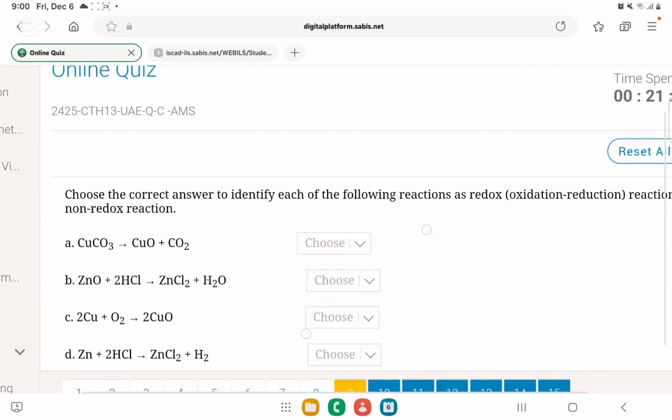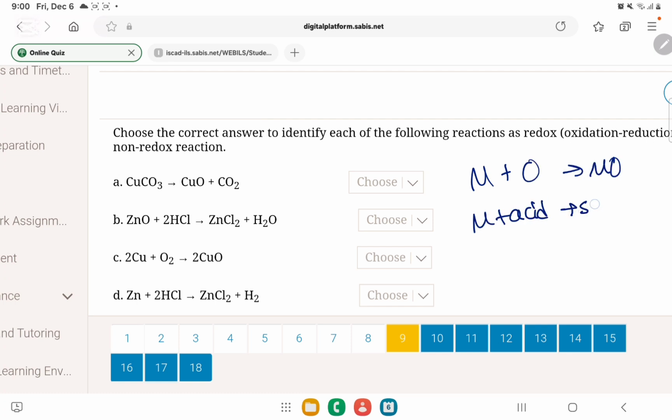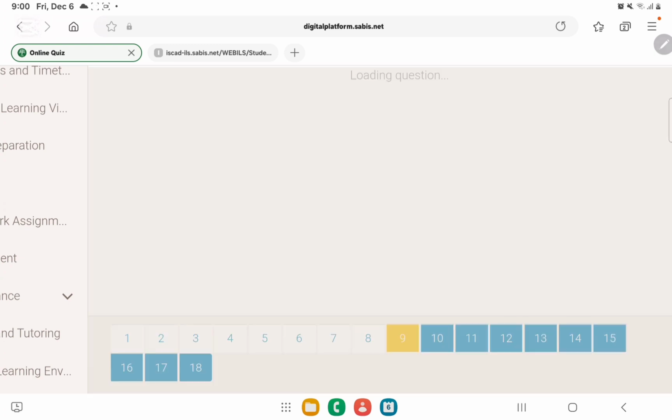So here, we have to find if we have metal plus oxygen to give metal oxide, or metal plus acid to give salt and hydrogen. This one isn't, so it's not a redox. This one also isn't. This one is metal plus oxygen to give metal oxide, so it's a redox. And this one is metal plus acid to give salt and hydrogen, so it's a redox. Okay? So non-redox, redox.